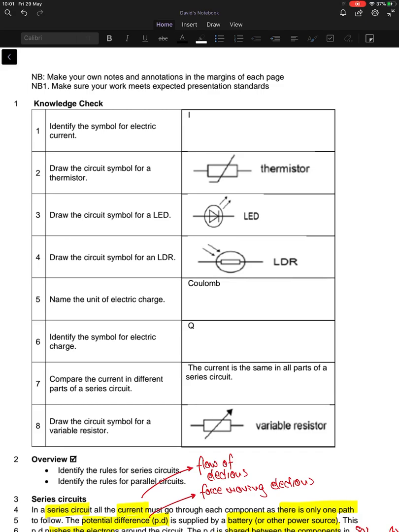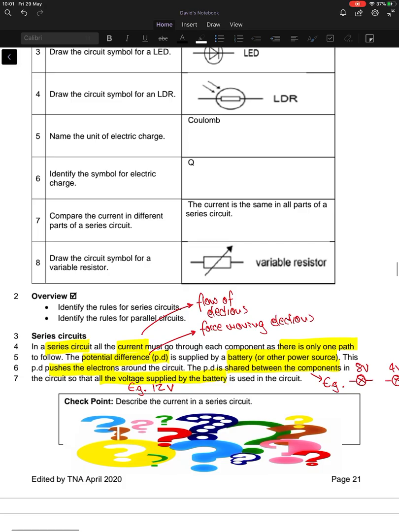Identify the symbol for electric current. I is the symbol we use. The circuit symbol for a thermistor, thermal resistor. Circuit symbol for an LED, a light emitting diode. And draw the circuit symbol for an LDR, a light dependent resistor. The arrows going in show that it responds to light that it's exposed to. And the unit of electrical charge, coulomb. What's the symbol for that? A Q. Compare the current in different parts of a series circuit. So if you think from our previous lessons, the current is the same in all parts of a series circuit. And finally, you've got the symbol for a variable resistor.